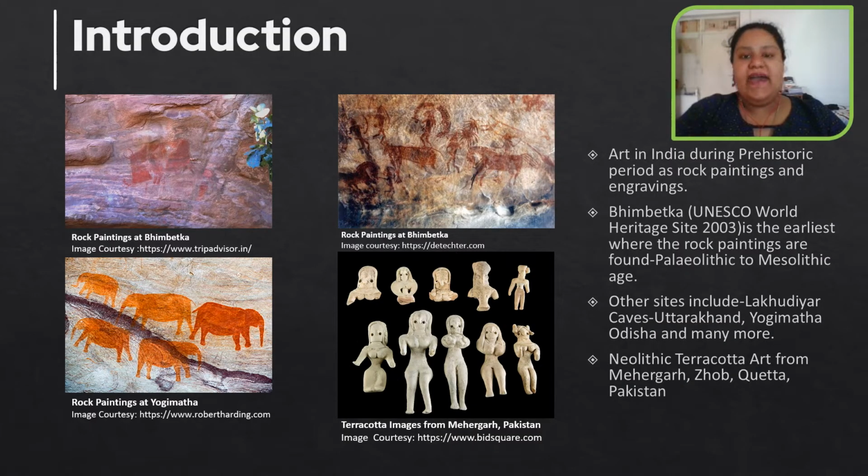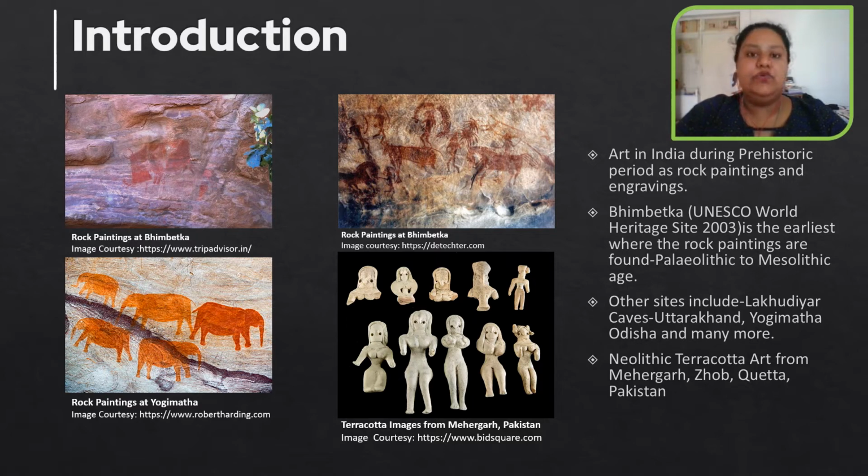Art in India has been prevalent since prehistoric times, in the form of rock paintings and engravings. In the Indian context, we get the earliest rock paintings from the Upper Paleolithic and Mesolithic phases from Bhimbetka, which is situated in Madhya Pradesh, and it is a UNESCO World Heritage Site. It was made so in 2003, and these are most beautiful paintings made of iron oxide, and the subject matter of these paintings is mostly hunting scenes and sometimes human figurines.